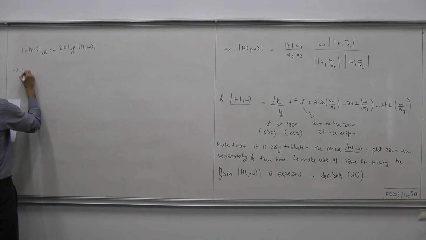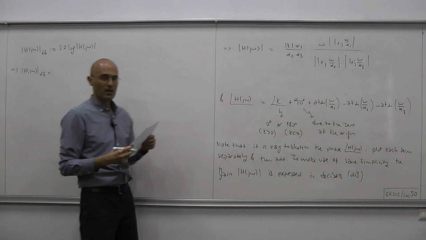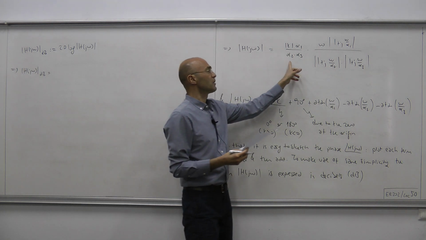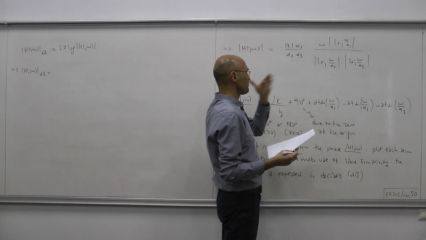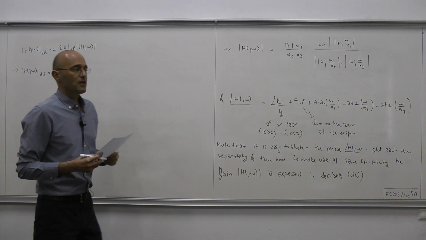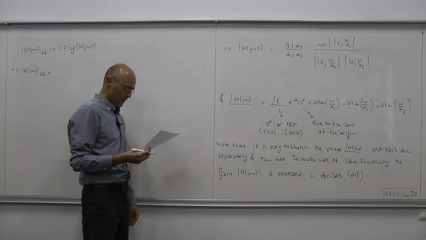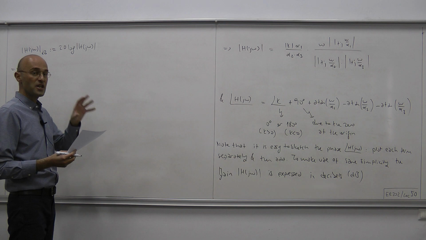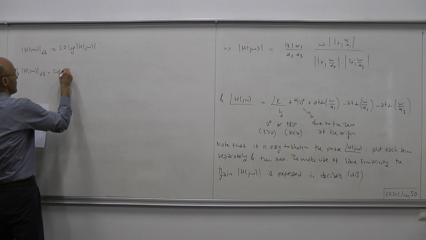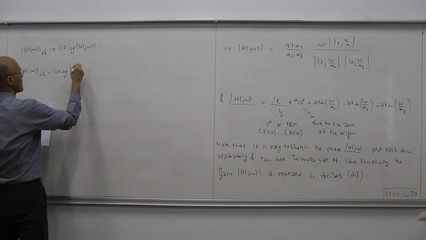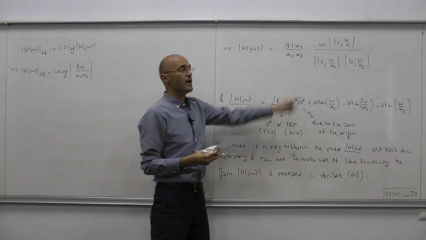So H(jω) magnitude expressed in decibels equals, since we're taking the logarithm of this fraction, all the products become additions and divisions become subtractions and so on. So everything is much easier from the sketching point of view. So we have 20 log of K α1 over α2 α3.